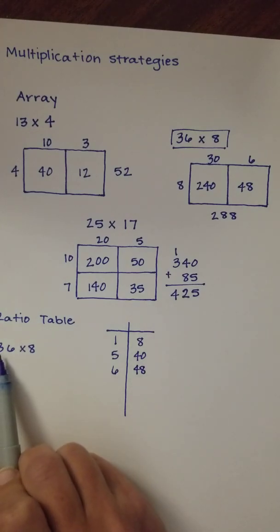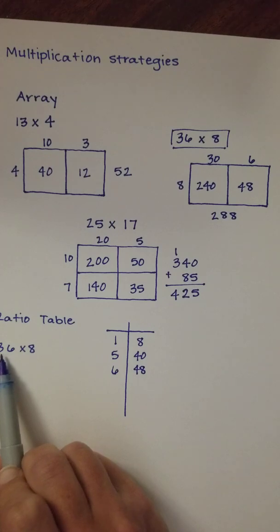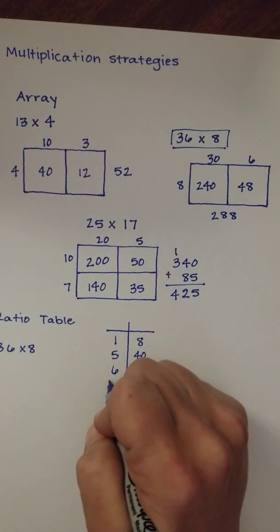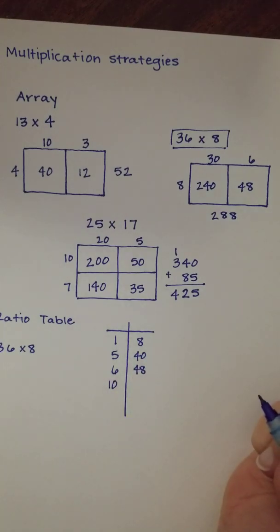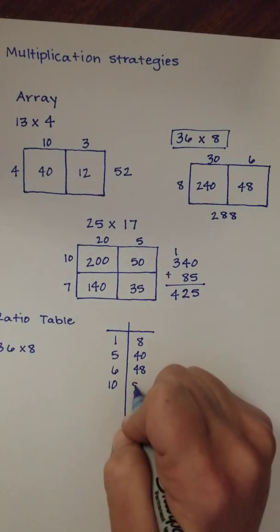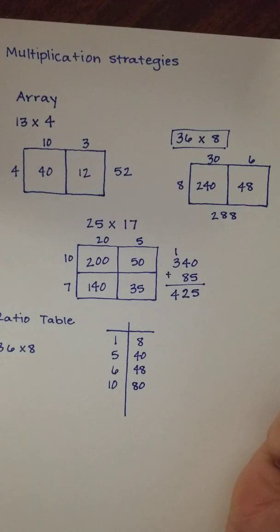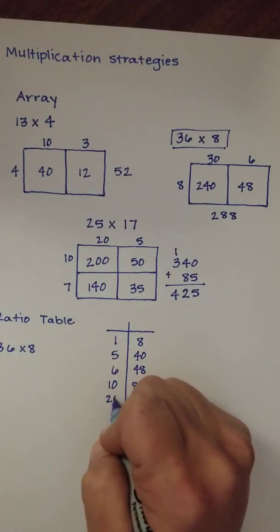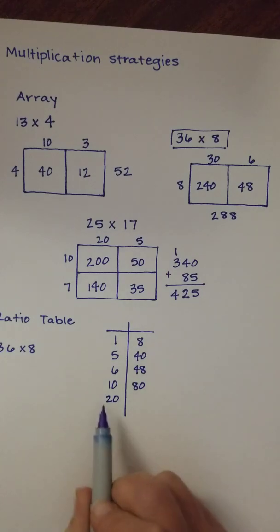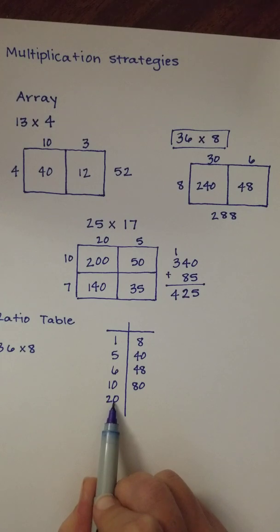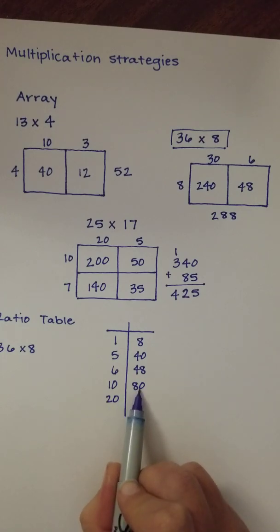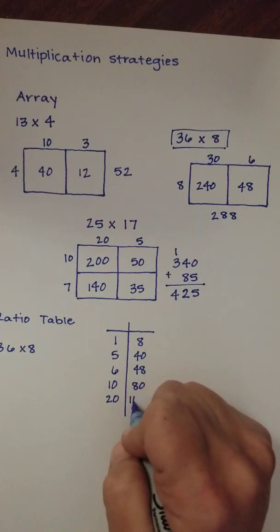Now for the 30. Let's pretend like 30 times 8 is really scary for the kids. So I do a 10. 10 times 8 is 80. What about a 20? 10 doubled is 20. If I can do that, then I can double this. 80 doubled is 160.